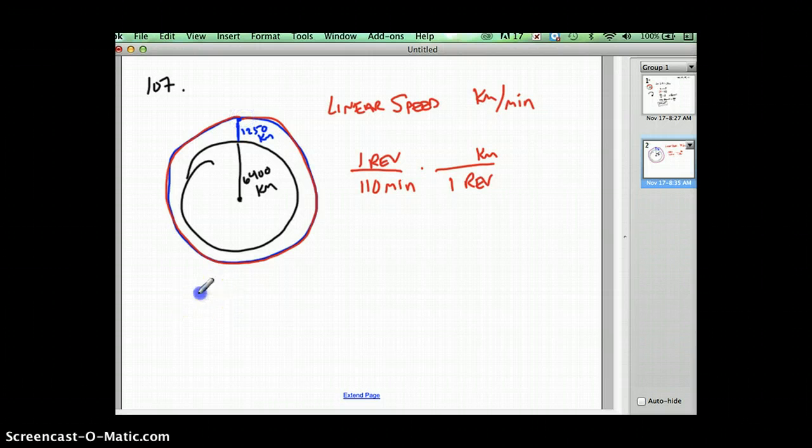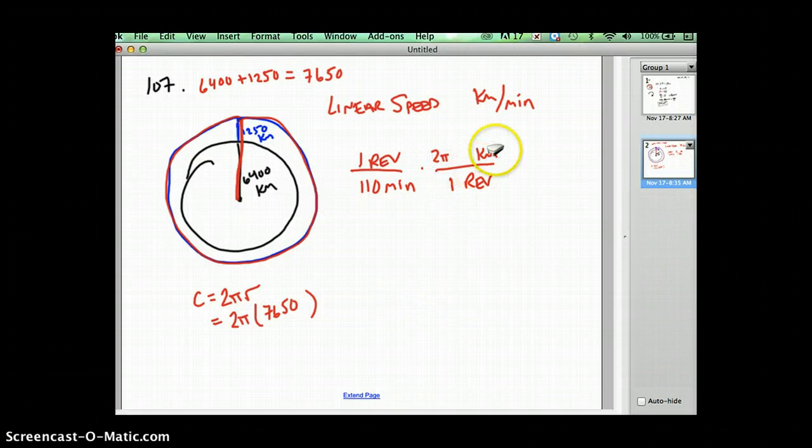That's the circumference. Circumference equals 2 pi r. So in this case, it would be 2 times pi times, what's this radius now? What's 6,400 plus 1,250? That's our new radius that we're using. That's 7,650. So that goes here. That's our circumference.